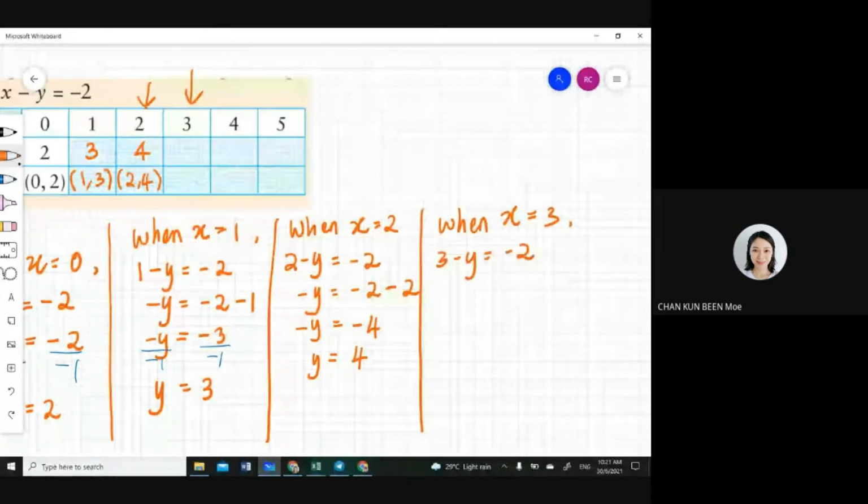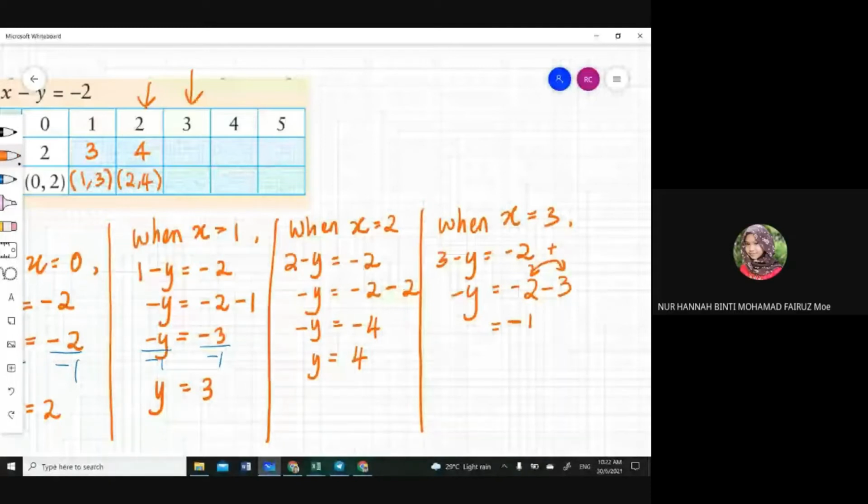So negative y is negative 2. I want to send the 3 over. It will become negative because it is positive here. So negative 3. Negative 2 minus 3. So when you have same sign, we just copy the sign. And then we add up the number. 2 plus 3 equal to how much? 5. Correct. So y is equal to how much? 5, correct. Therefore, we fill in, it is 5 over here.